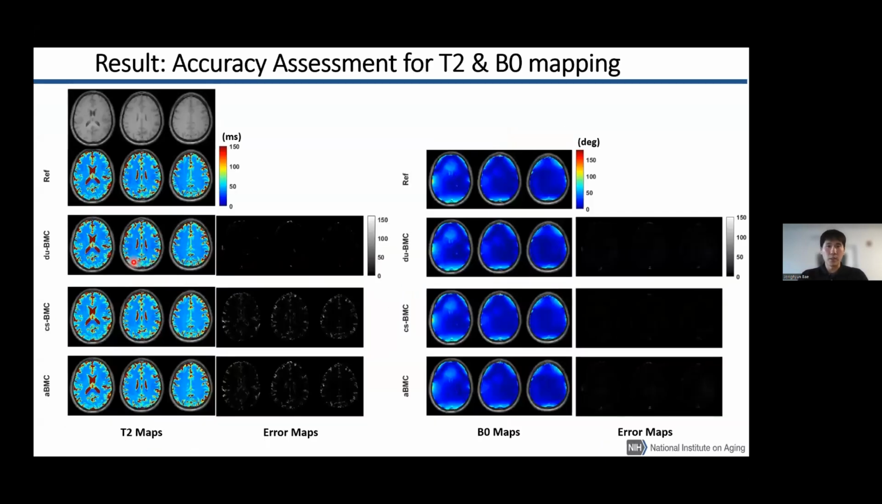So here are the results. The first grayscale images show the anatomical references for different slices in each column. And then the average T2 and B0 maps across 9 data sets from different undersampling along with the reference are displayed here. And we can see that both T2 and B0 mapping in different undersampling patterns show visually identical estimates. And the error maps computed between the estimates from fully sampled and those from different undersampling showed negligible bias.